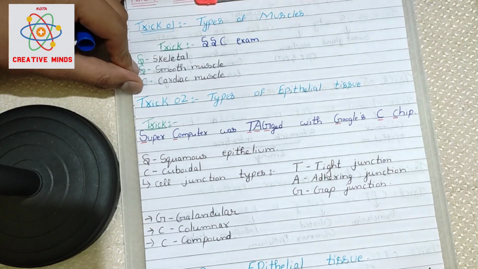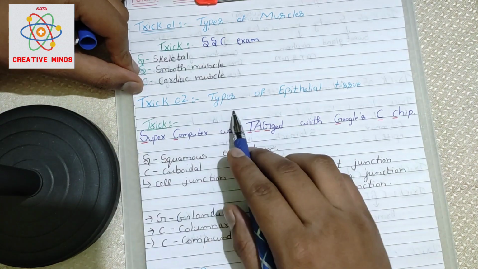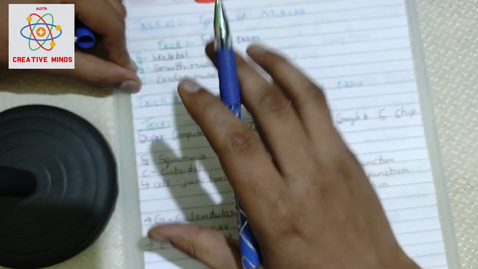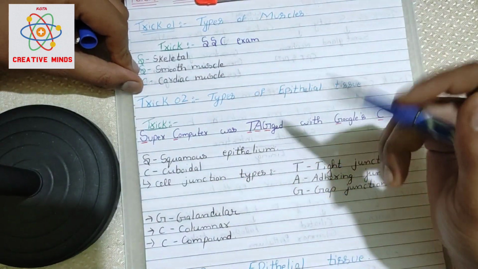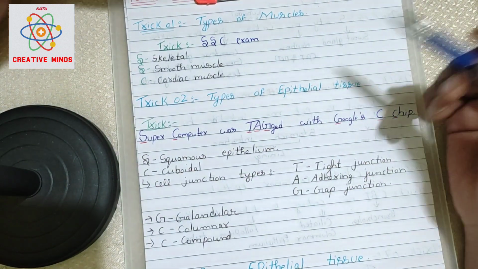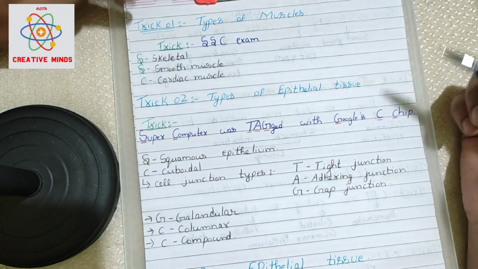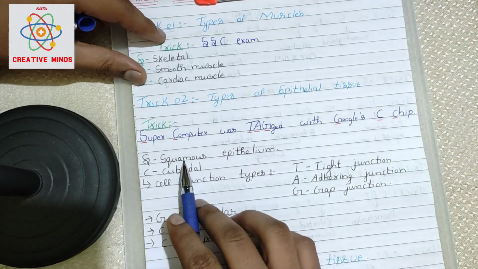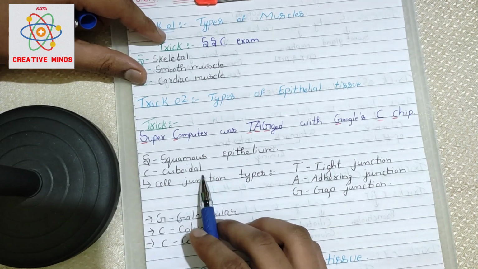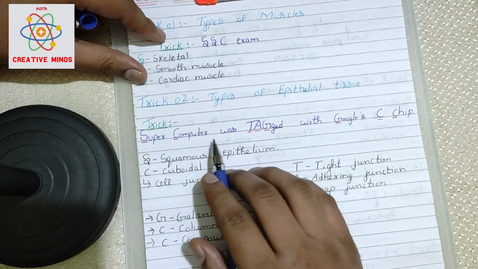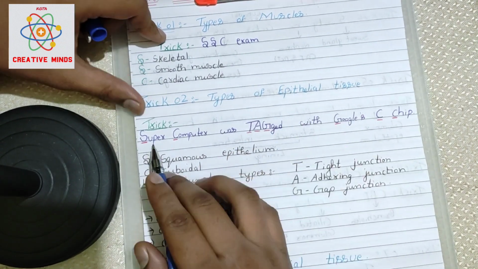Next, let us move to trick number two. What is the trick for types of epithelial tissues? We have lots of types, categories and different ways of representing epithelial tissues, like squamous epithelium, cuboidal, etc. The trick for epithelial tissue is very simple.